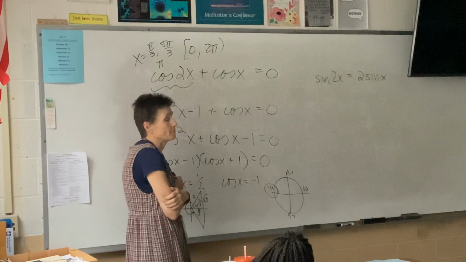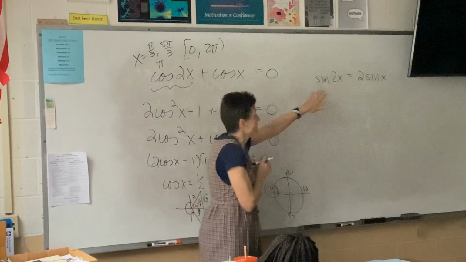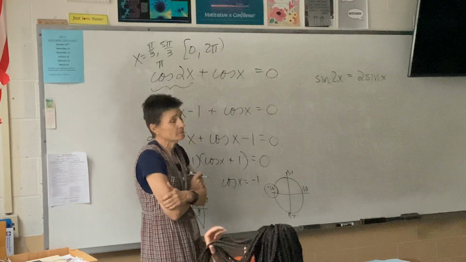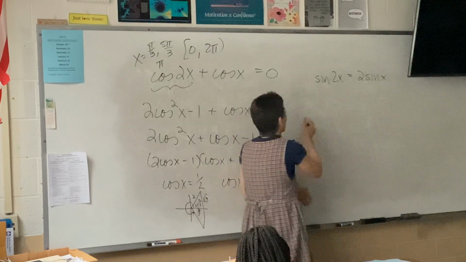Okay. First thing we have to do is get rid of this. So look on your sheet. You only have one option. Sine 2x is 2 sine cosine.